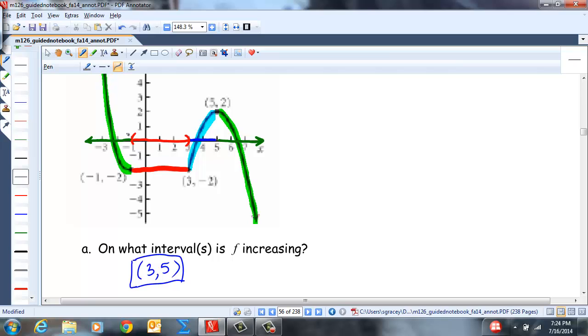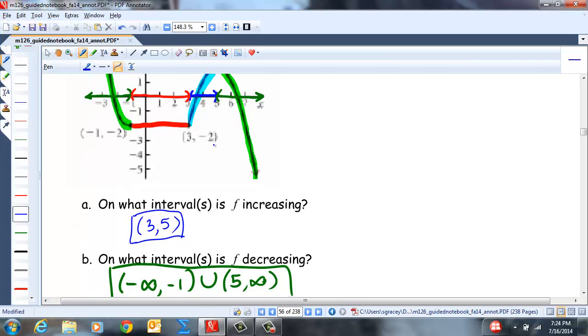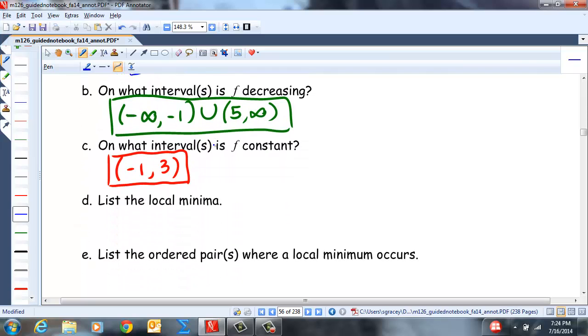This one is where the interval went for the decreasing, here and here. And then for the increasing, we were from here to here. Isn't that cool? So you describe which intervals by describing the x values. Okay, so list the local minima.